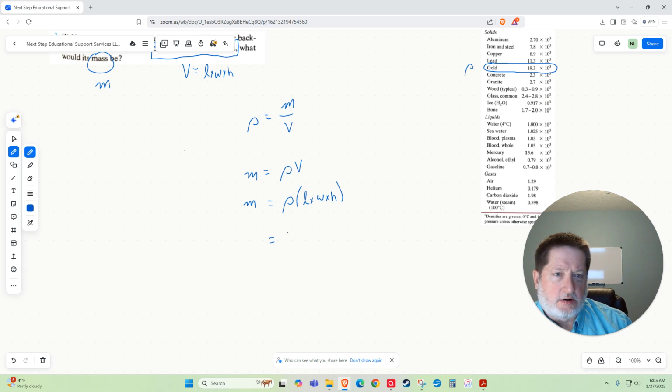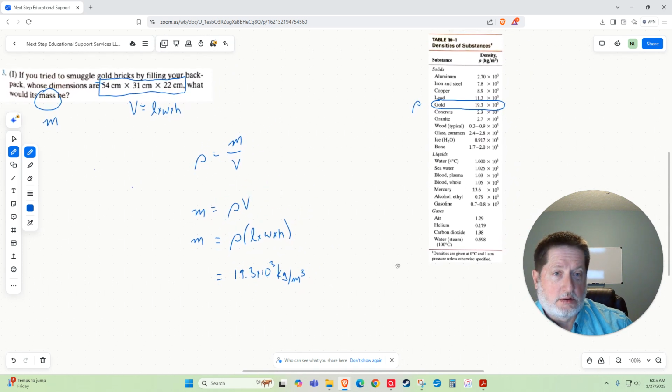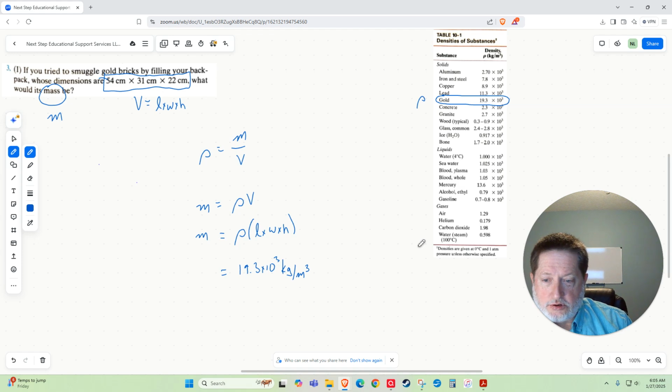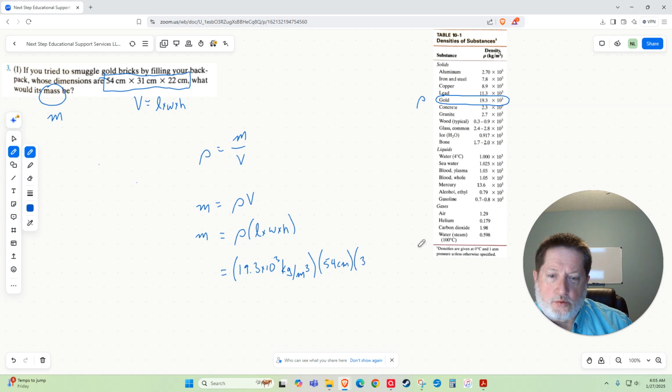Our density is listed in our table as 19.3 times 10 to the third kilograms per cubic meter. By the way, if you're not using Giancoli, you can use your internet search engine of choice and search the density of gold. Now we have 54 centimeters, 31 centimeters, and 22 centimeters.